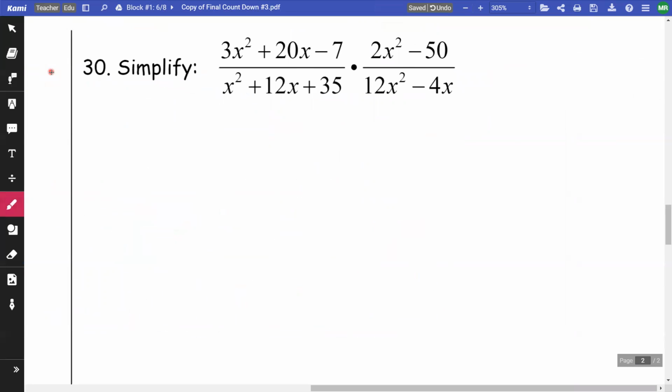Okay, these ones are a little bit more difficult. Okay, we have to factor.